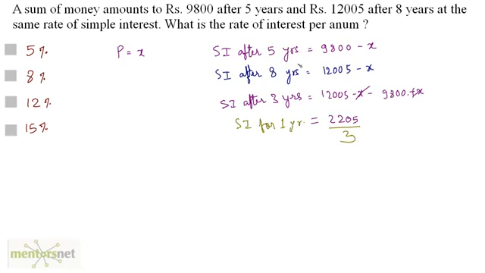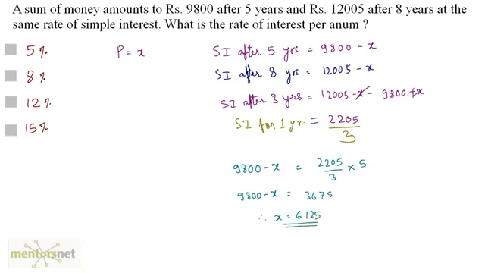I can calculate the simple interest for 5 years. So 9800 minus X is equal to the simple interest for 1 year times 5, so 2205 by 3 times 5. If you solve this, you'll get 3675. So therefore X is equal to 9800 minus 3675, and that is equal to 6125.